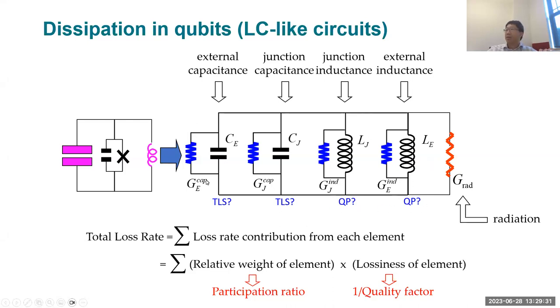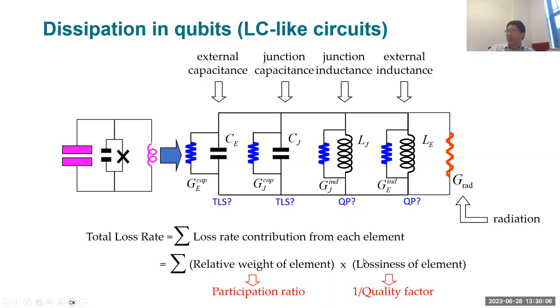Okay, now let's talk about capacitance. So for capacitance, for inductance, generally you can write your loss rate as contribution from each element, and the loss contribution from each element, you can further write that as relative weight of that element multiplied by the lossiness of the element. So the relative weight means how important, how much does this capacitor or this inductor play in your LC oscillator mode, which is called the participation ratio.